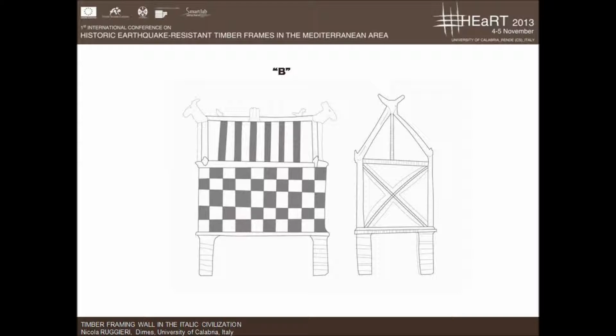Model B has the particularity that all the wooden members are characterized by a rounded shape. Perhaps the wooden elements are put in place with the bark or just unbarked, and it presents also a secondary structure that is perpendicular to the ridge beam.